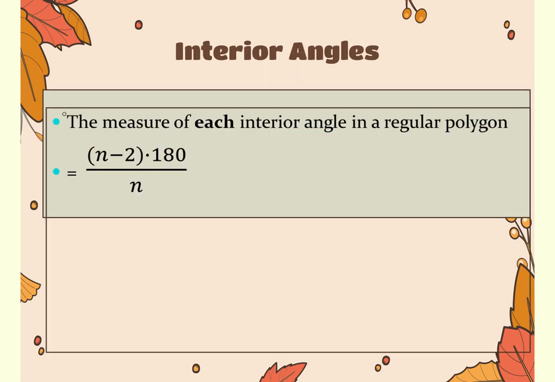All right, this takes your interior angle sum one step further to find the measure of each interior angle, and you can only do this if it's a regular polygon where they're all the same. So I take that sum, which is n minus 2 times 180, and I divide it by n. Again, n being the number of sides.